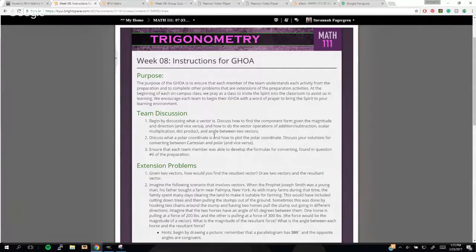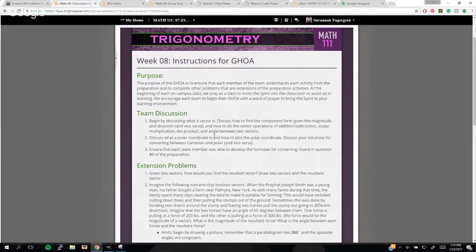I feel like this is some of the easiest stuff. Easier, yeah. I'm not gonna lie, I had a little bit of confusion with converting one function to another, but that's later in this assignment. So you discuss what a polar coordinate is and how to plot the polar coordinate. Discuss your solution for converting between Cartesian and polar and vice versa.